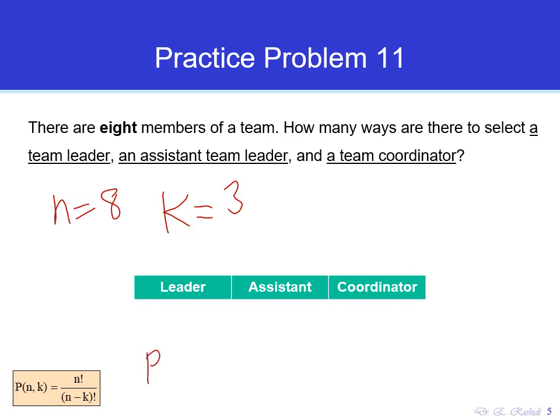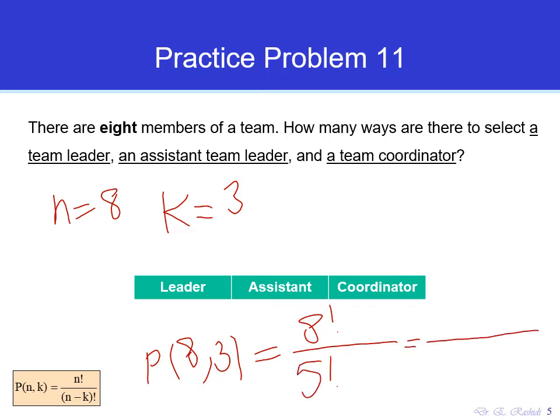So the permutation of n is equal to 8 and 3, and that's equal to n factorial, which is 8 factorial here, divided by 8 minus 3 factorial, which is 5 factorial. So to solve this, we're just going to expand this numerator to get to the denominator, which is 5 factorial. So 8 factorial is 8 multiplied by 7, multiplied by 6, multiplied by 5, multiplied by 4, multiplied by 3, and 2, and 1. But I'm just going to stop at 5 factorial.